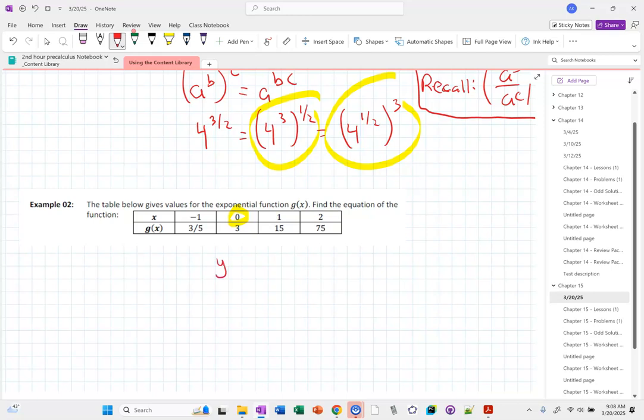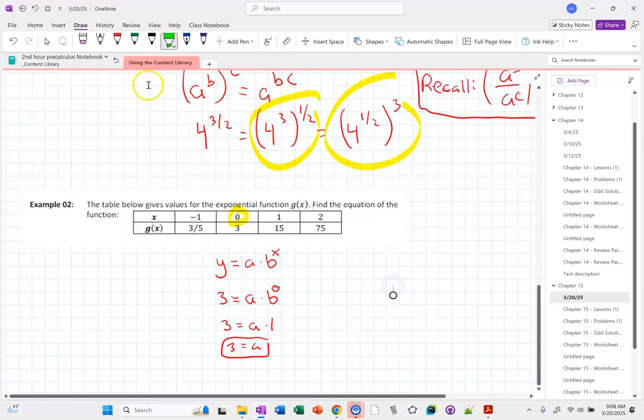So I want to write an equation that looks like this. Everybody's okay? If I have the point 0, 3, I can plug 3 into y and 0 in for x. B to the 0 we know is just going to be 1. So we're left that a is equal to 3. Everybody feel good there?